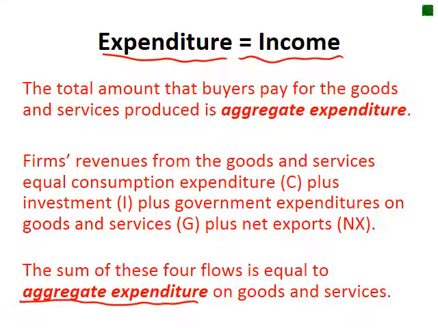So we talked about how expenditure has to equal income. The total amount that buyers pay for the goods and services produced is aggregate expenditure. Firms' revenues from the goods and services equal consumption expenditure plus investment plus government expenditures on goods and services plus net exports. So in other words, all the money that firms get, they get from consumers, from other firms with investment, from the government, and net exports. The sum of all of these four flows is equal to aggregate expenditure on goods and services.